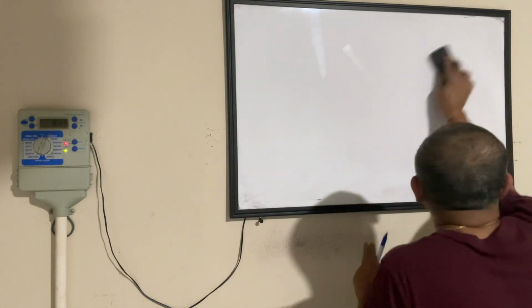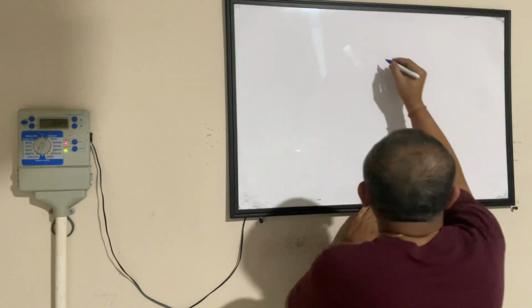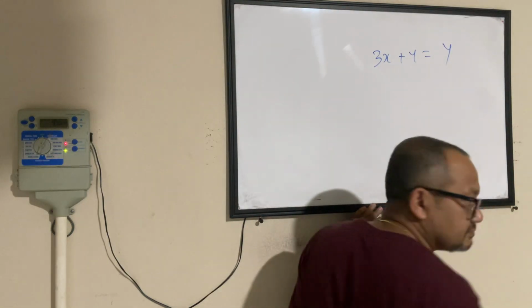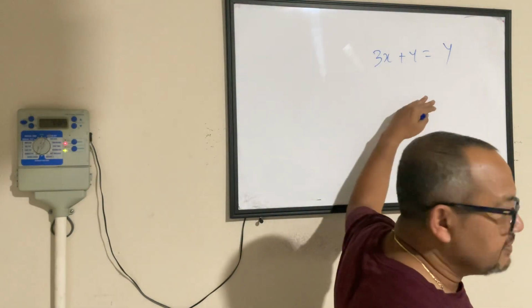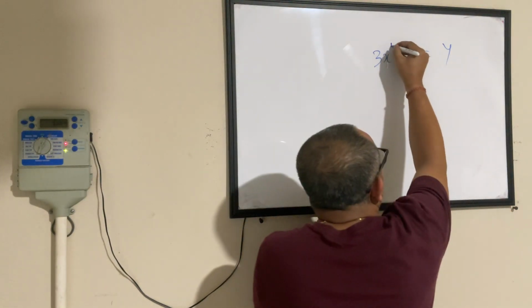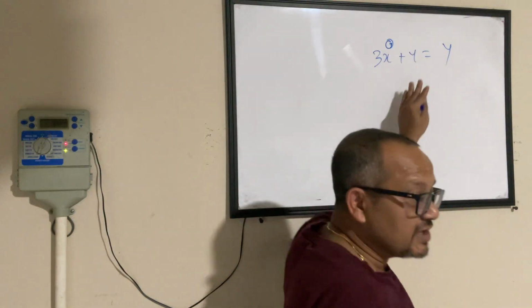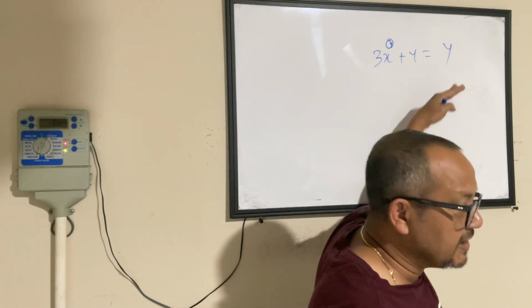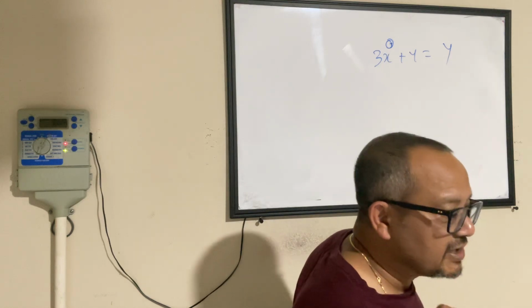Zero value. Let's look at a linear equation first. Let's say 3x plus 4 equals y. Linear equation, because it has maximum power as 1, and when we use this for plotting a line on a coordinate plane, it will draw a line. That's why it's called linear equation.